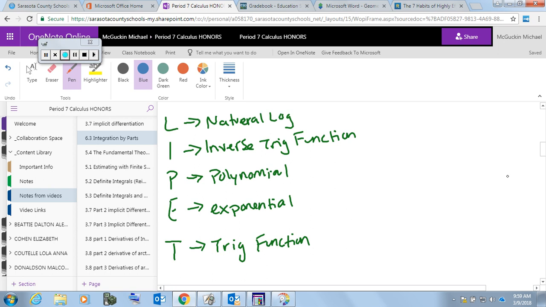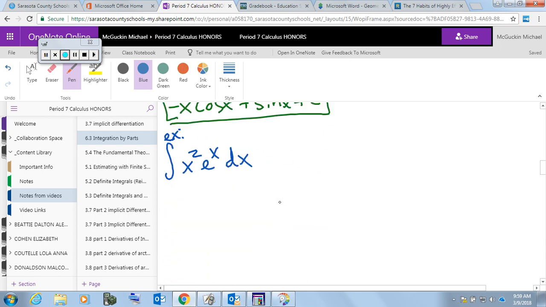And again, I'm not going to say this is 100% all the time. But this is a really, really good focus of where to choose your u's from, okay? Especially in our curriculum that we're going to be looking into.